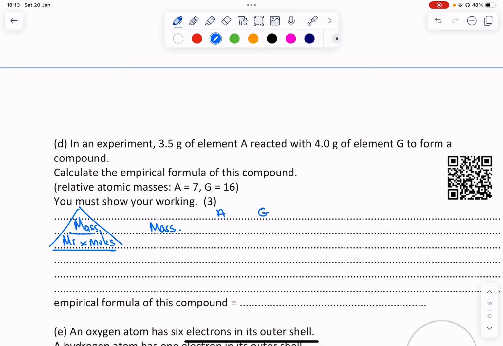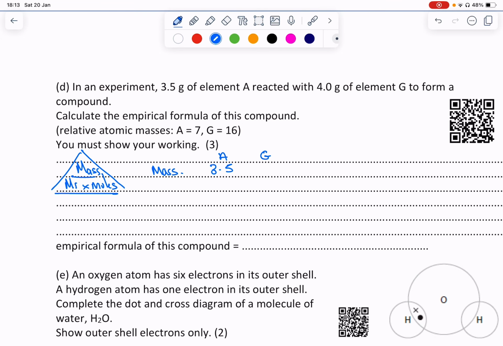Okay, the next question is an empirical formula calculation. What we're going to do is work through it together. So let's have a go at this one. The first thing we do is we write down the mass in each of these. So this one is 3.5, and the mass of G is 4. To help me, I've written this triangle here because we use this triangle to lead us through the calculation. So I've got the mass. Next thing I write down is the Mr.